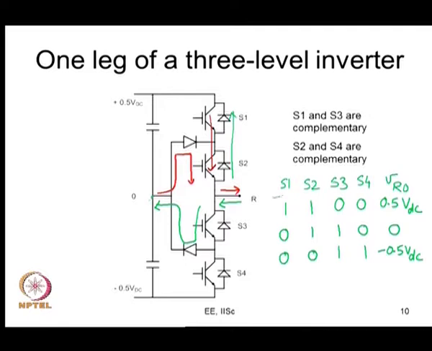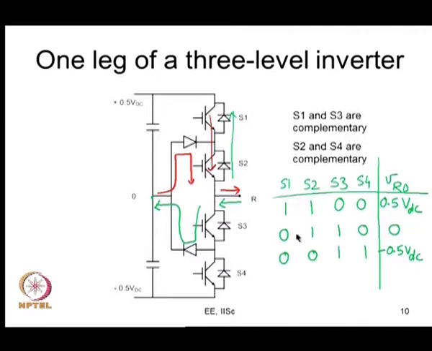So you have these possibilities now. You do not consider one of those possibilities. What is that possibility? S2 and S3 off and S1 and S4 on, because S2 and S3 being off means it is totally open, the load is open, which is not something that you want to do. So you have this kind of possibility here.